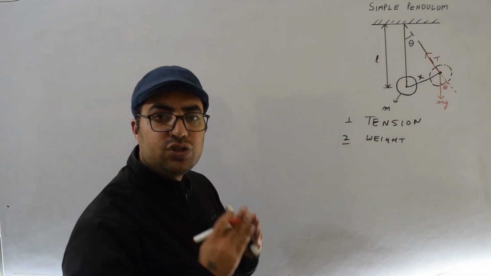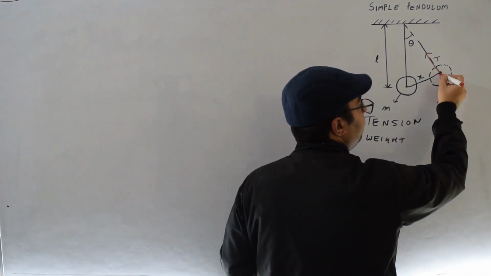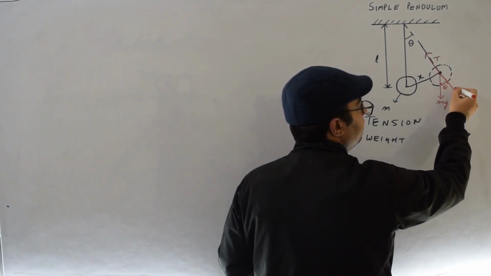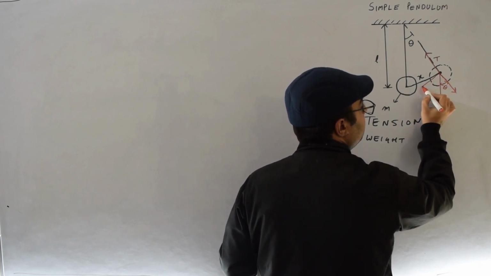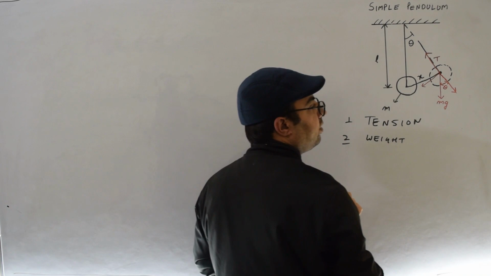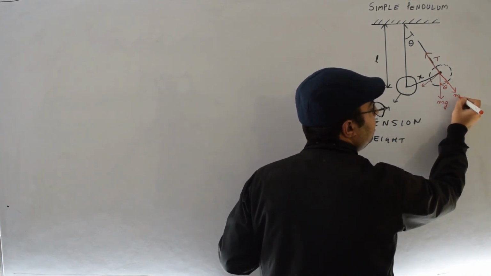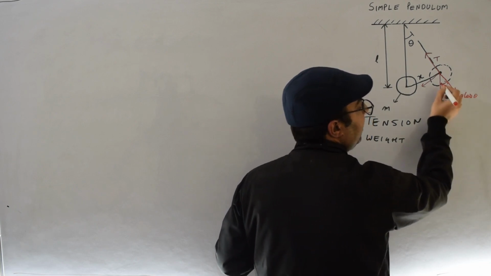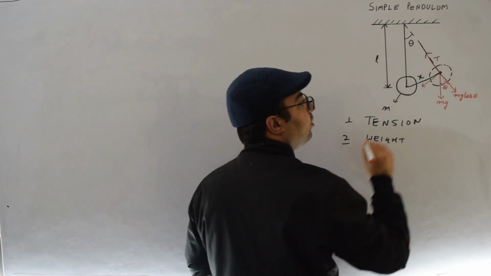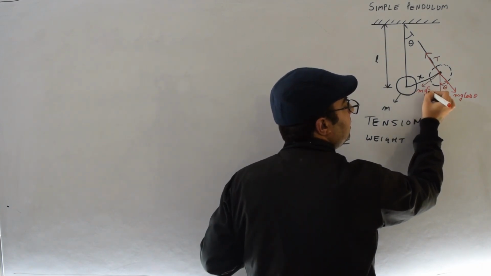Now just resolve mg into two components. One component will be this and another component will be this. Rectangular resolution of the force. So this component will be mg cos theta, because angle के साथ वाला जो component होता है वो cos component होता है, और this will be mg sin theta.